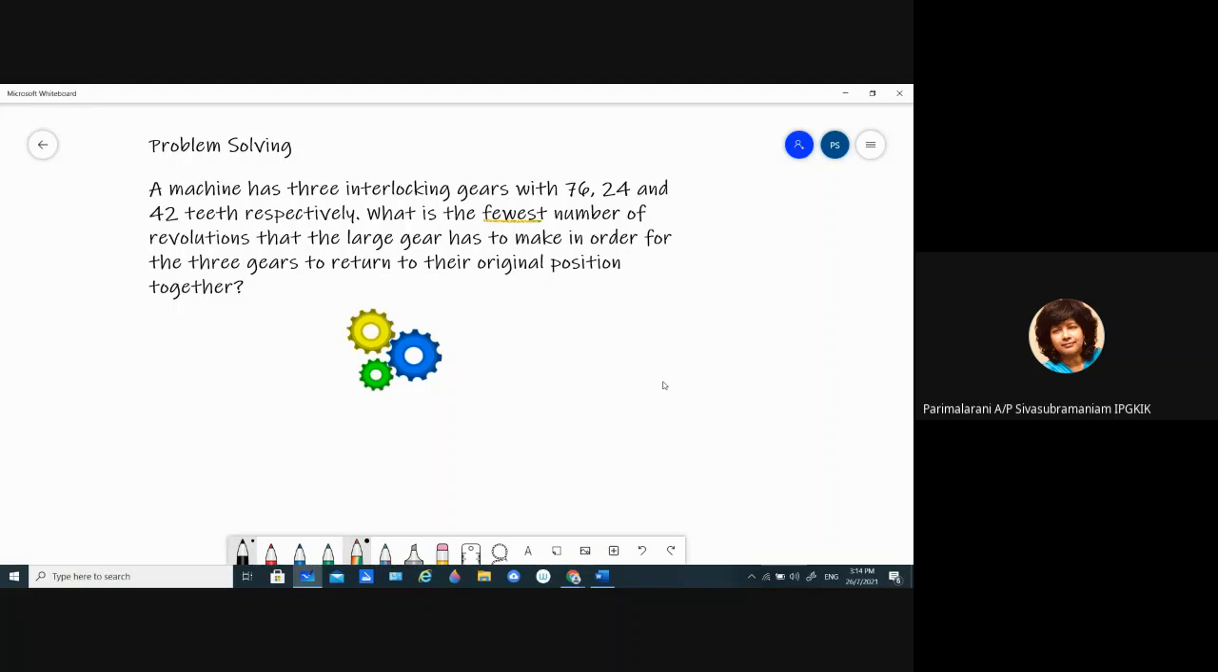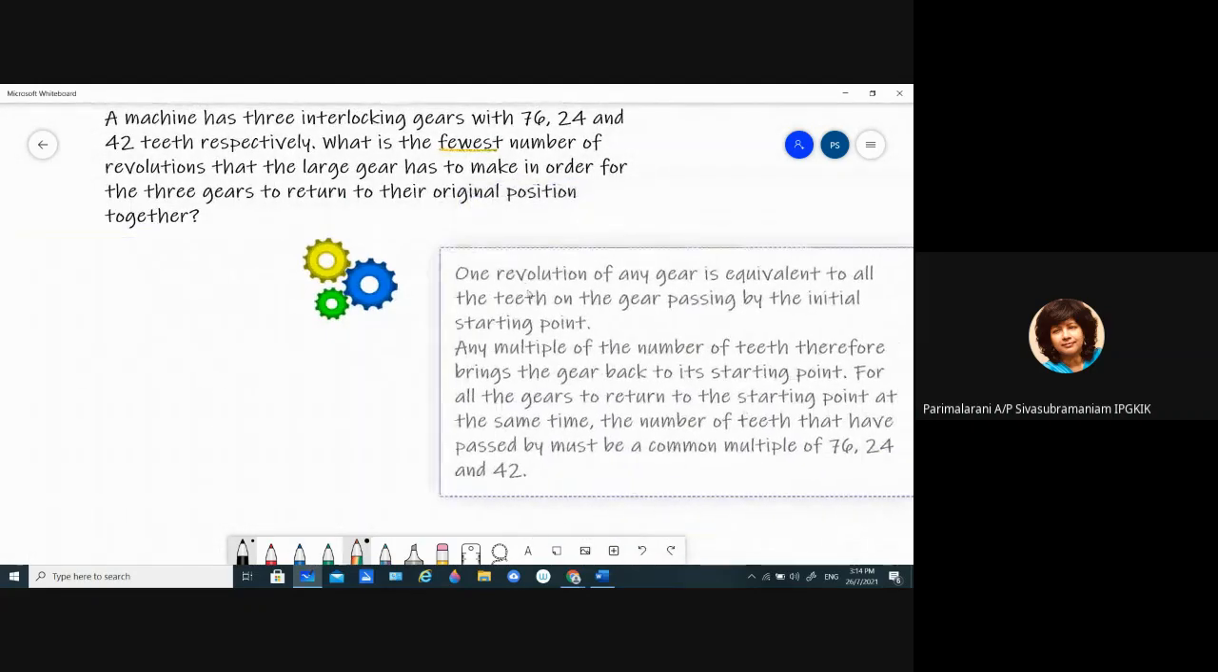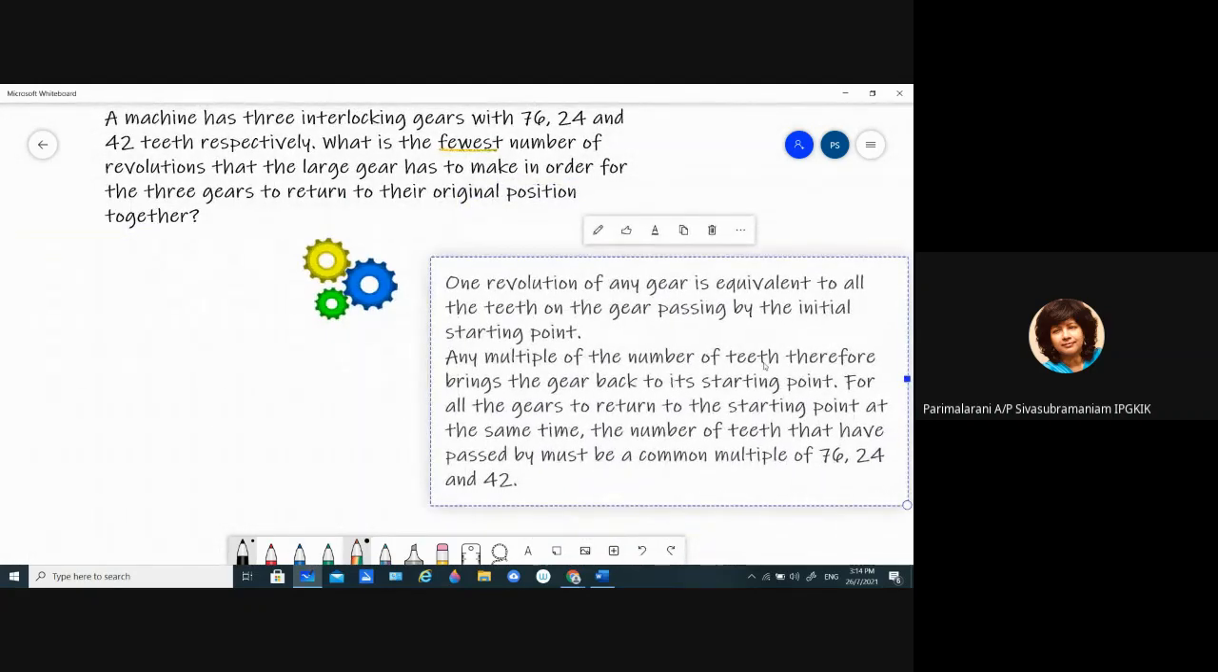So what are we going to use to find this? Which concept? Let me just explain this a little bit. One revolution of any gear is one whole cycle, one pusingan.